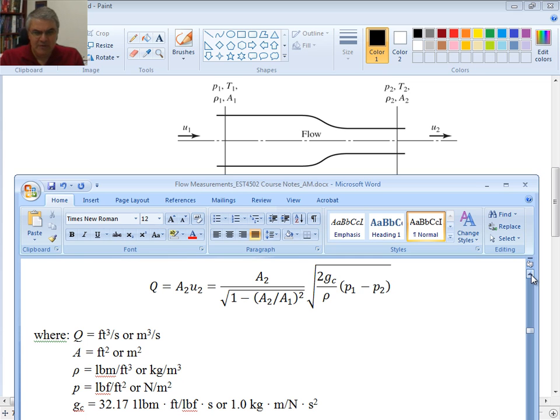Rho is the density. It's either kilogram per cubic meter or pound mass per cubic feet. Pound force to show the pressure. Pound force per square foot would be the unit for the pressure. And G sub C is the gravity, acceleration of gravity. In this case, it's different than what we use as 9.81 for the gravity of Earth, acceleration of gravity of Earth. So it's somewhat different.